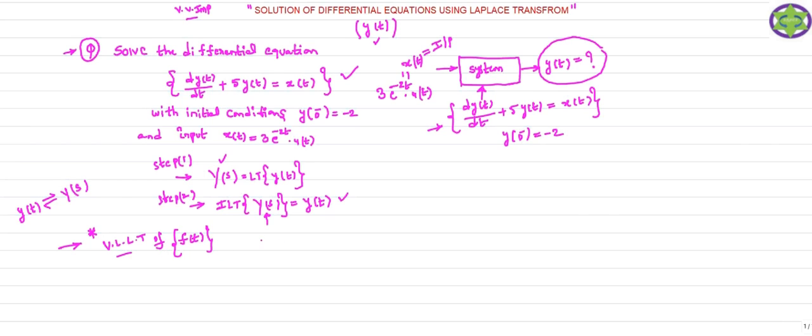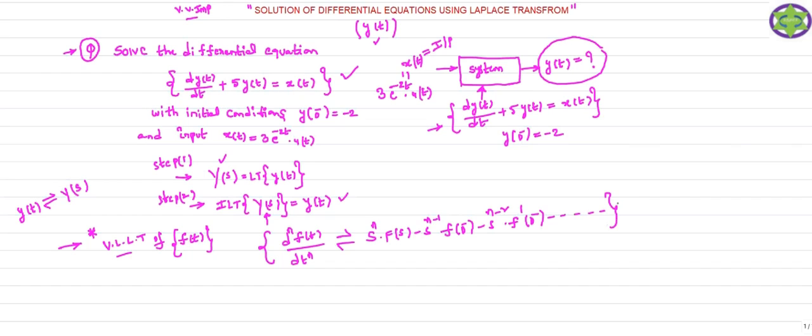So what is the differentiation in time property of the Laplace transform? The unilateral Laplace transform of the nth order derivative of the signal f of t is what? So this is the formula: capital F of S minus s power n minus 1 into f of 0 minus, s power n minus 2 into f dash of 0 minus, and so on. This sequence continues. So this is your formula.